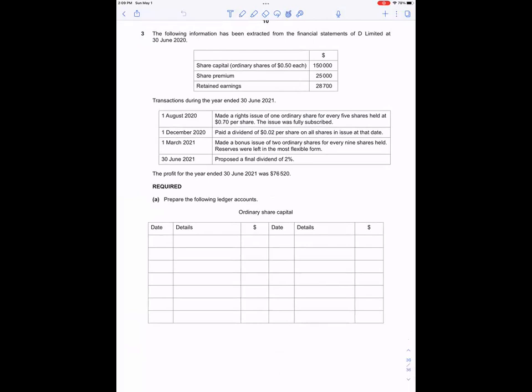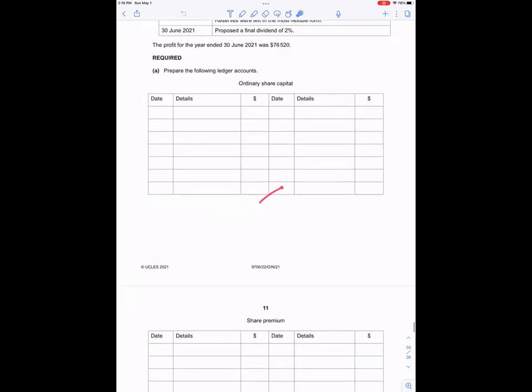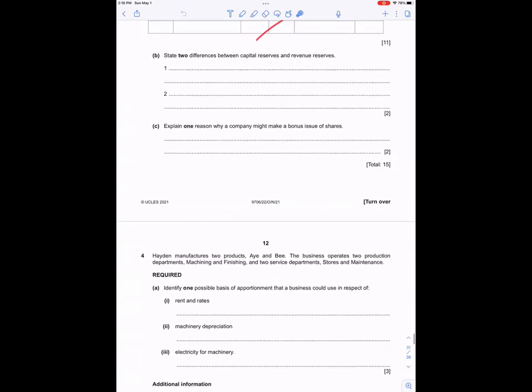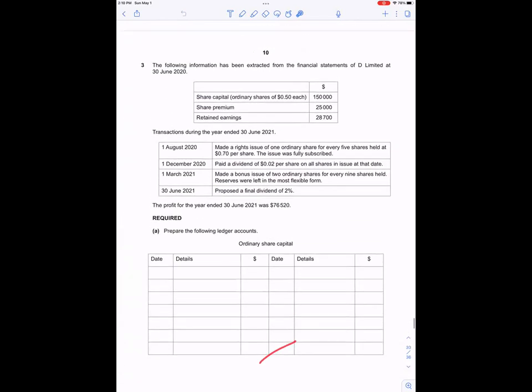We have been given share capital. The face value of the share is 0.5. Share premium, retained earnings. After that, we've made a right issue. We've paid dividend. Then we did bonus. And we have proposed final dividend. Profit is 76,520. There's ordinary share capital, share premium, retained earnings. And then there is this question.